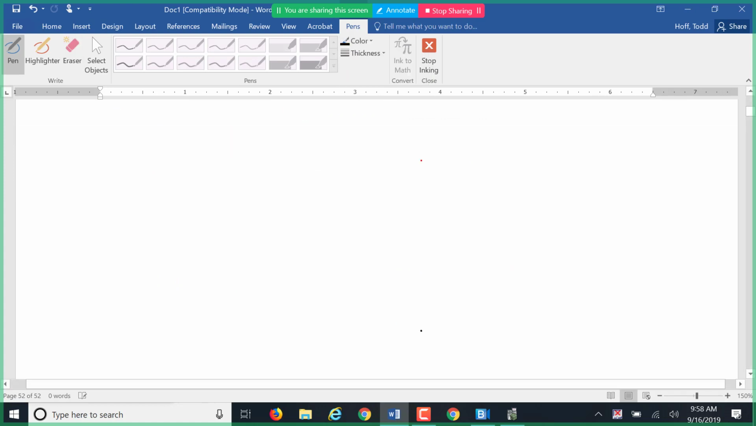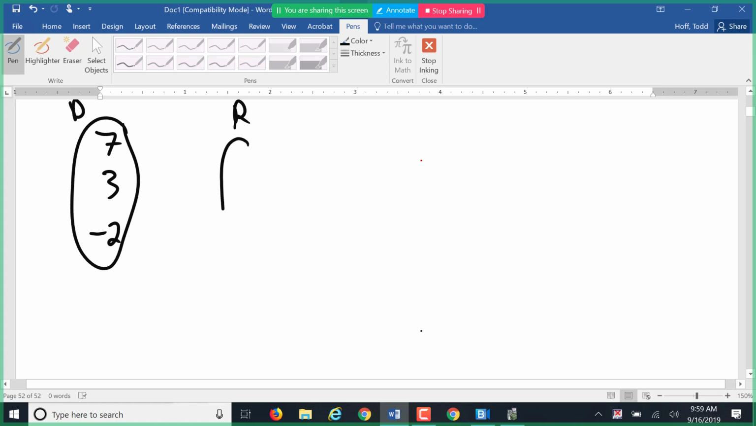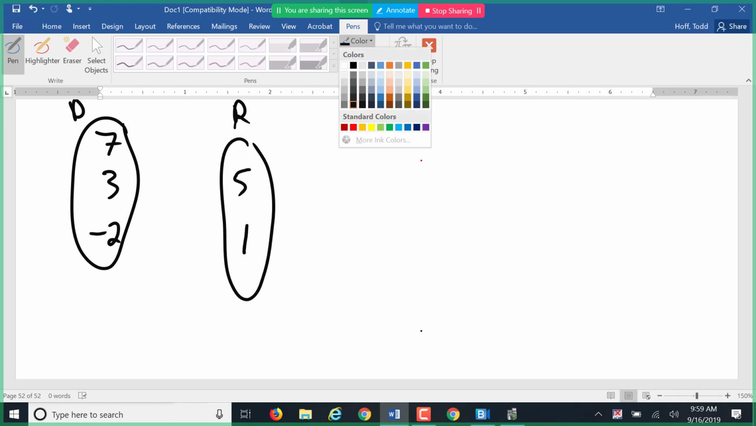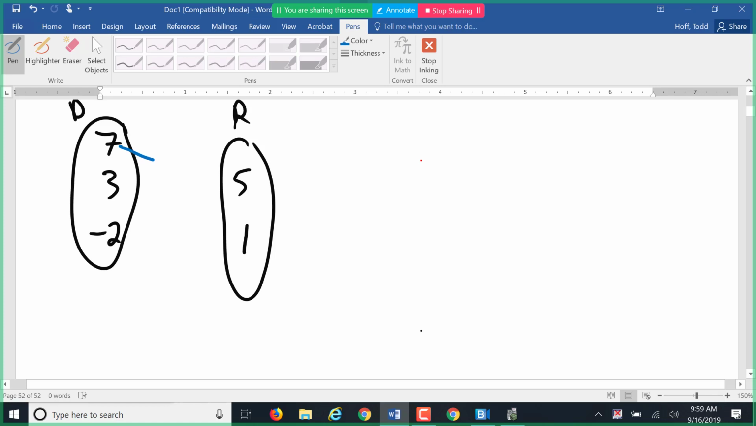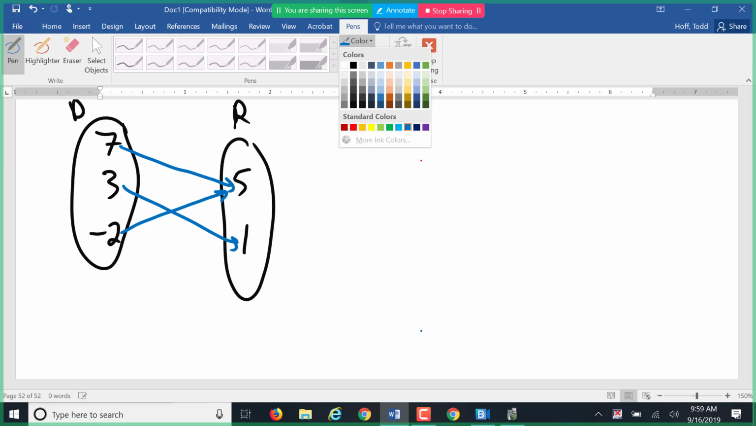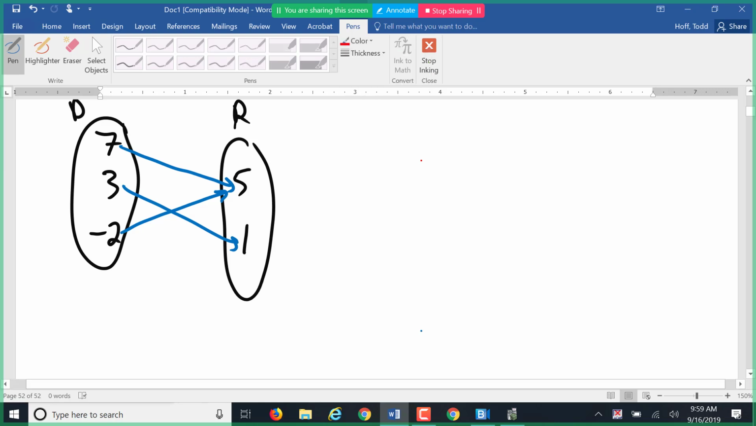So in this mapping, I have 7, 3, and -2 in my domain, mapping to 5 and 1 in my range. 7 maps to 5, 3 maps to 1, and -2 maps to 5. So the question here is, is this a function?